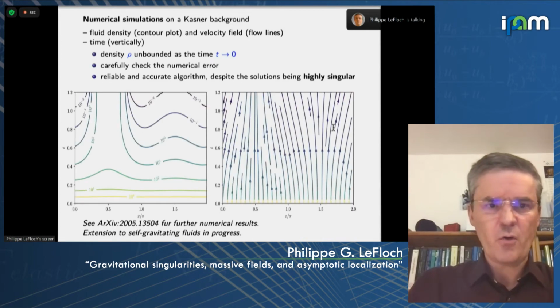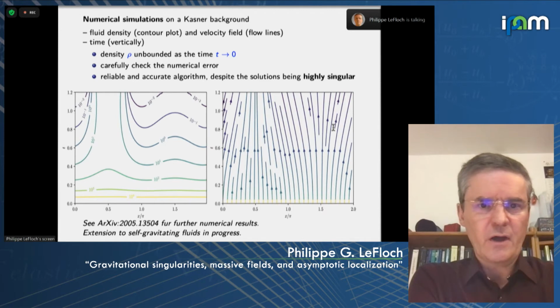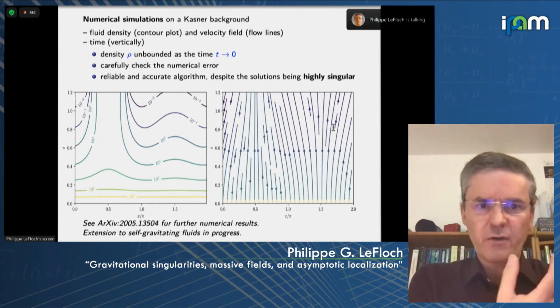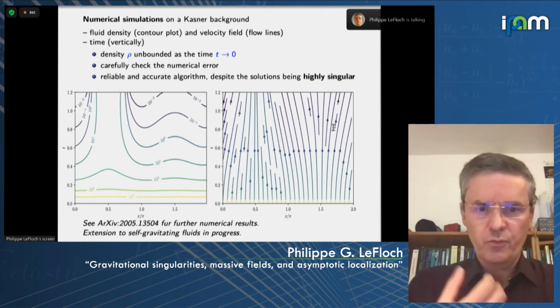So I'm just showing you this picture here, and it's probably good now if I move to the second main topic that I want to show you. So here you see, let me just repeat that we have a reliable, accurate algorithm. We check very carefully the numerical error. And despite the solution being highly singular, we were able to compute the solutions with a high degree of accuracy.